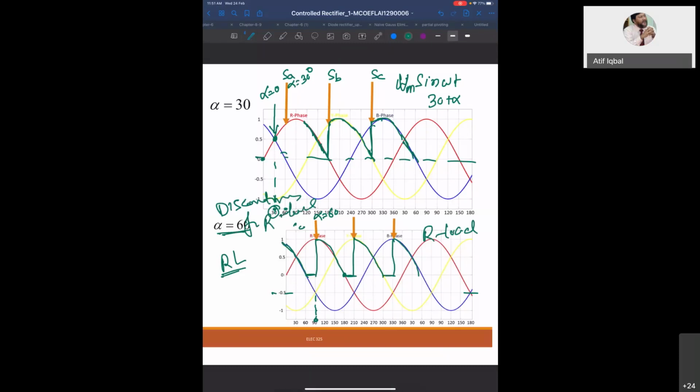If you have RL load, no problem. It will go in the negative. No problem. It will go in the negative like this, because you have an inductor to support this negative. Understand?